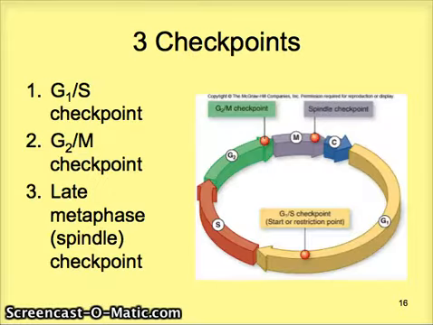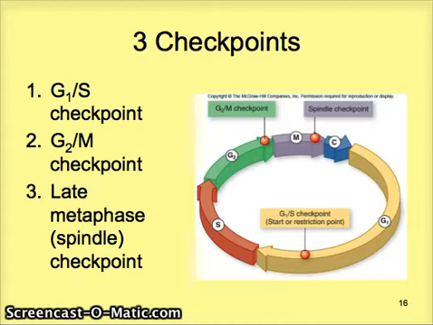There are 3 checkpoints in the cell cycle where the cell goes back and checks its work. The first one is the G1/S checkpoint. This is the beginning where the cell decides whether or not it's going to divide. It looks for, is there enough food? Is there enough information? Meaning, is the DNA okay? Is it damaged? Is there a growth hormone that says it's time? Those sorts of things. If everything is good, the cell continues. Once the cell passes this checkpoint, it must divide.